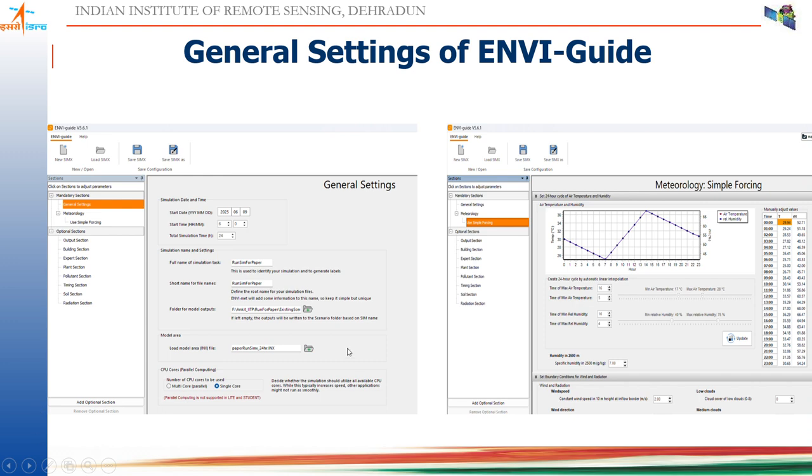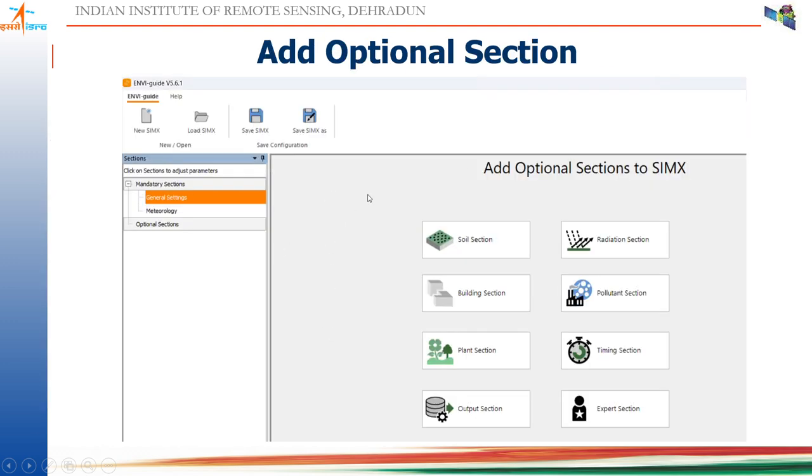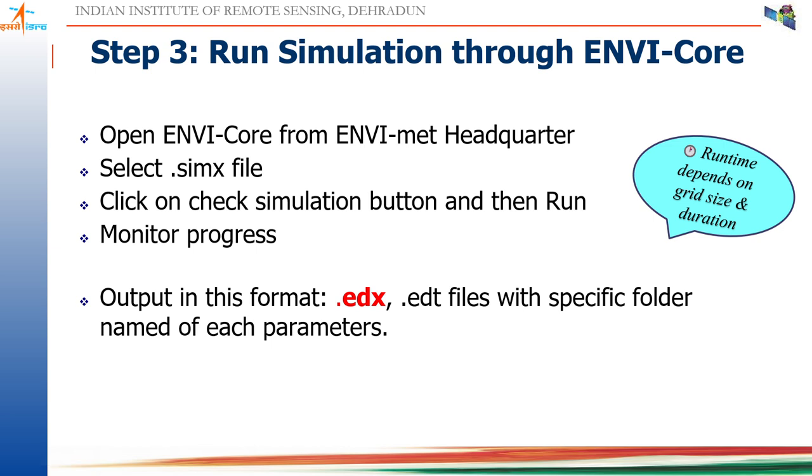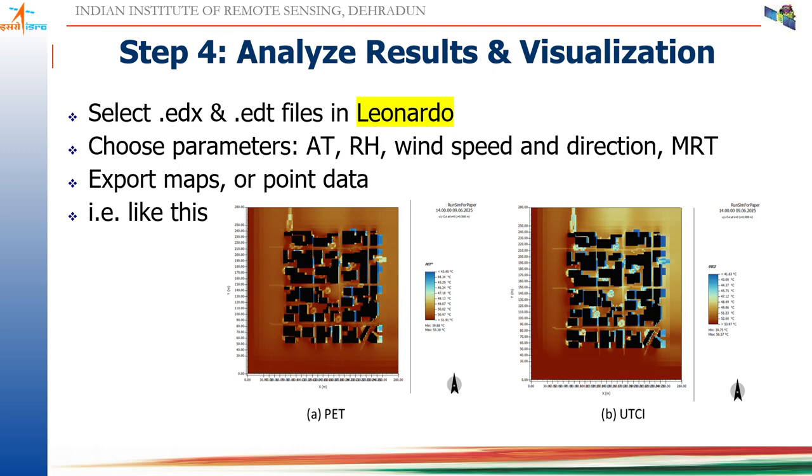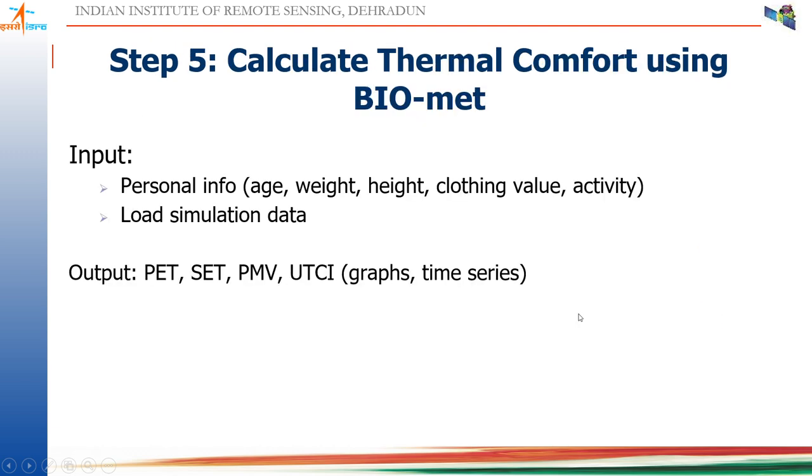In ENVI Guide, in the optional section you should give all these parameters, all these 1 to 8 parameters. The third step is to run the simulation using ENVI core. Two files will be created, an .EDX and an .EDT file. The fourth step is results and visualization using the Leonardo feature, which is built into ENVI-met. Like this we are able to create and plot graphs.